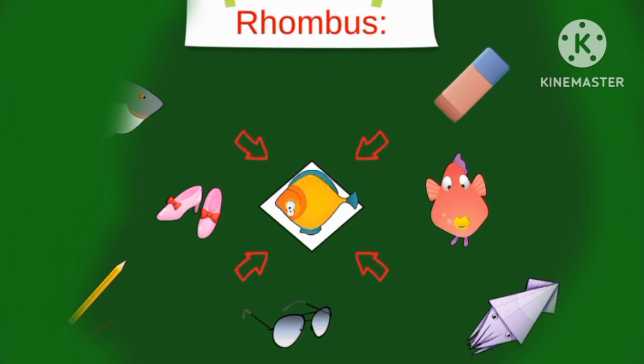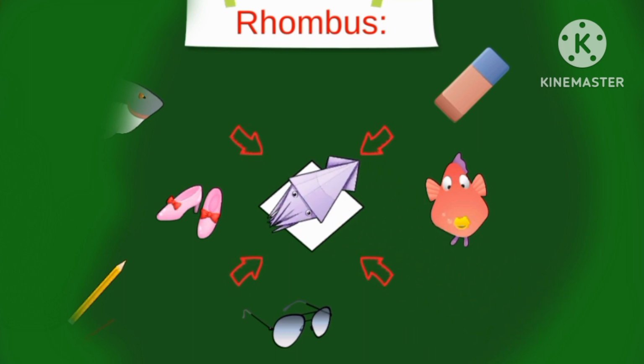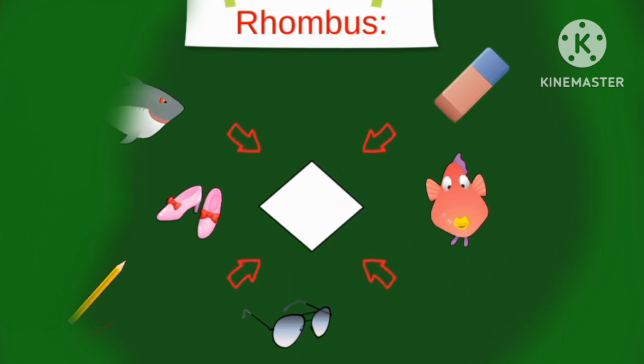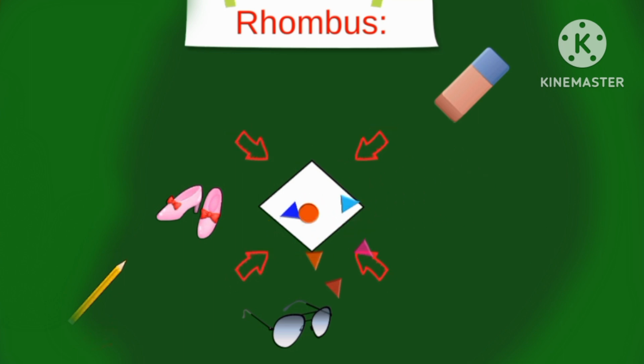Rhombus. The fish is rhombus. The squid is rhombus. The shark is rhombus. The fish is rhombus.